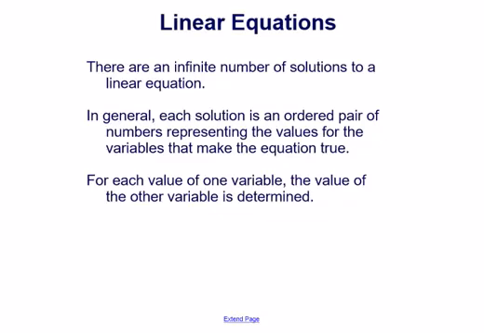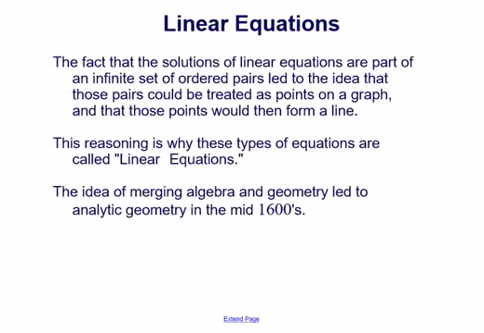In general, each solution is an ordered pair of numbers representing the values for the variables that make the equation true. For each value of one variable, the value of the other variable is determined. The fact that the solutions of linear equations are part of an infinite set of ordered pairs led to the idea that those pairs could be treated as points on a graph, and that those points would then form a line. This reasoning is why these types of equations are called linear equations. They literally form a line.